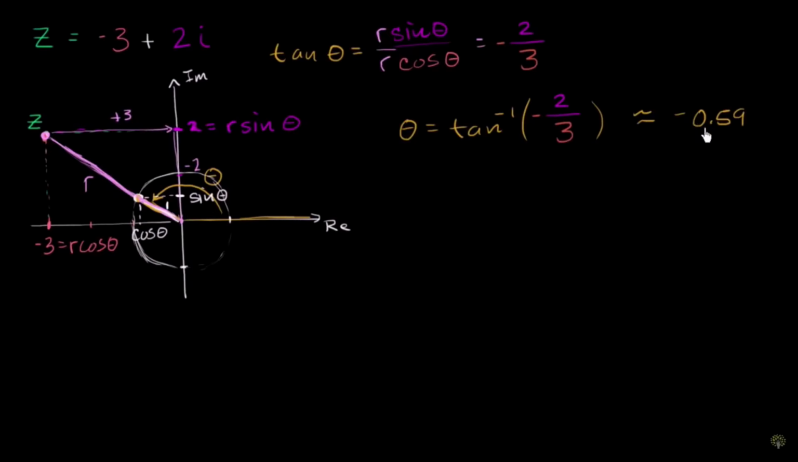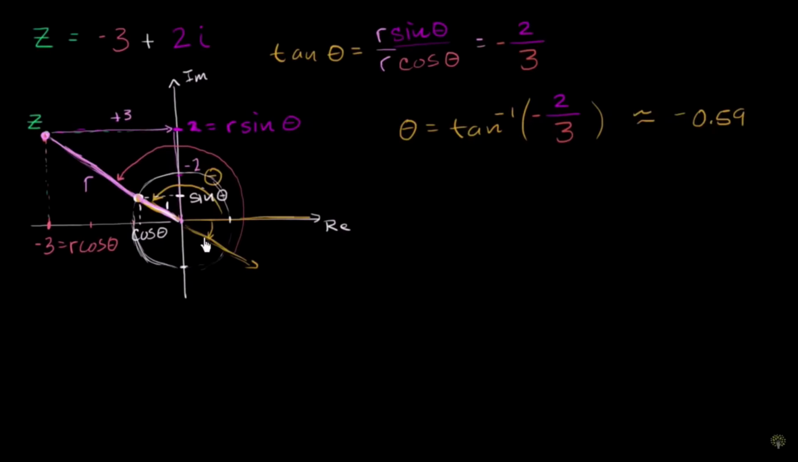Well, this theta, negative 0.59, that's going to get us over here. That's this angle right over here. That's what the inverse tangent gave us. And it makes sense because this ray is a continuation of this ray right over here. Together they would form a line. It has the same slope. But that's not the theta that we are looking for. The theta that we are looking for is going in the opposite direction. It's halfway around the circle.